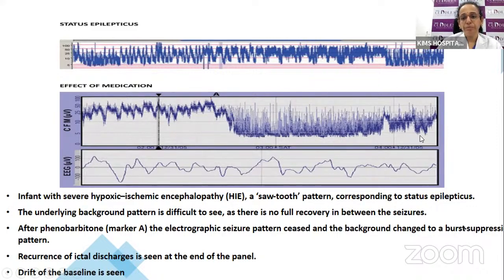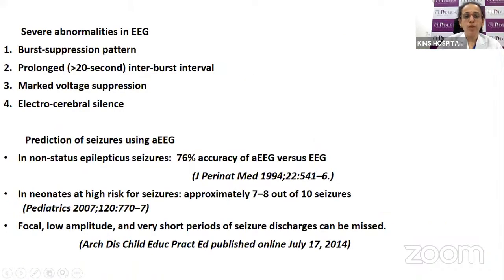So this EEG monitoring has become mandatory to diagnose the seizures and then look for the effect of medications on the baby, rather than just treating the baby clinically. Here we can also see the drift of the baseline after giving the phenobarbital. It is coming low and becoming more discontinuous with a burst suppression pattern. So now we have seen the abnormal patterns on the EEG.